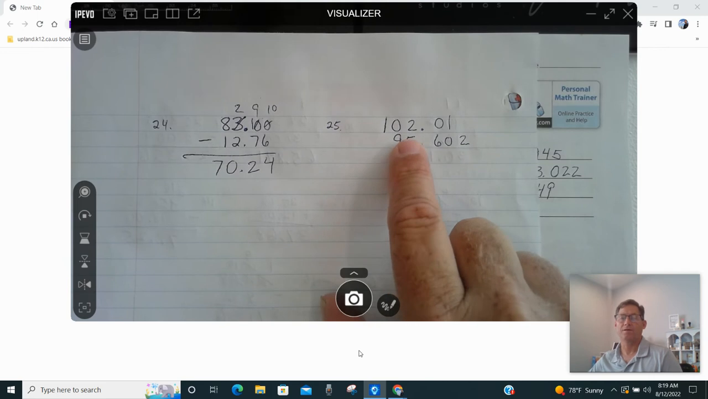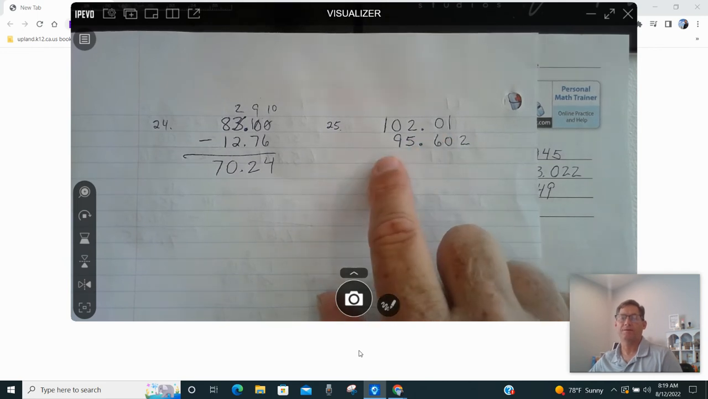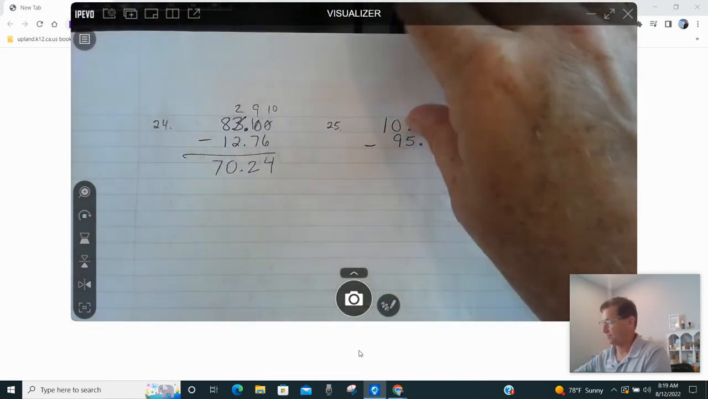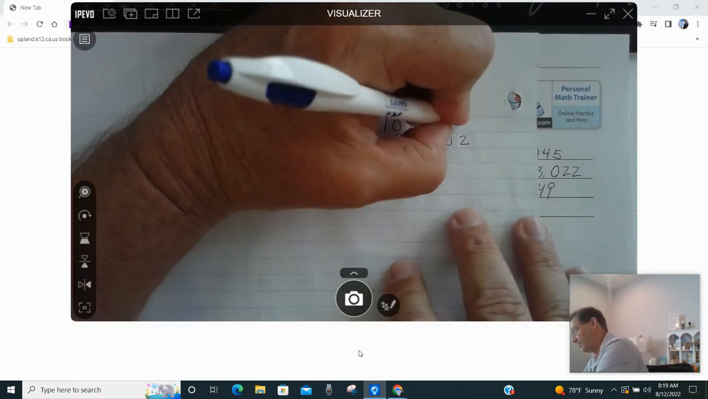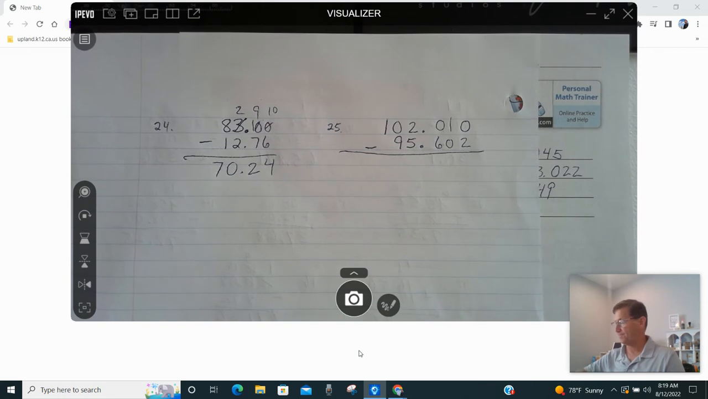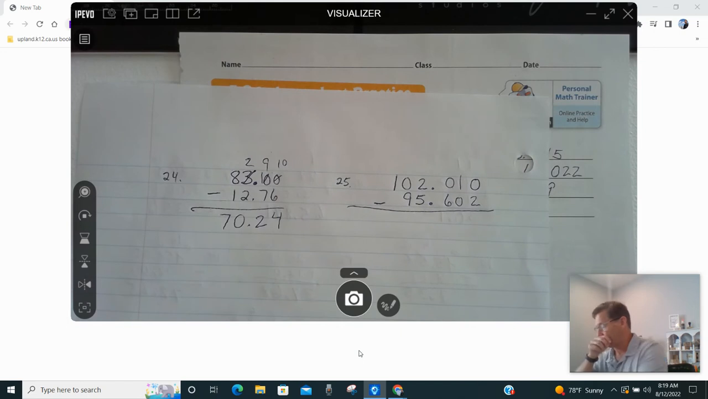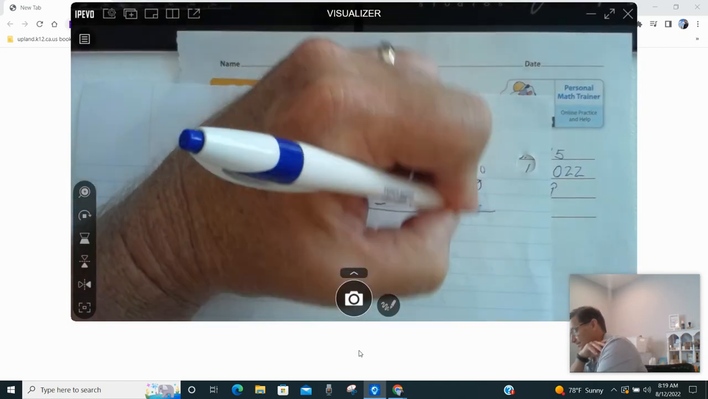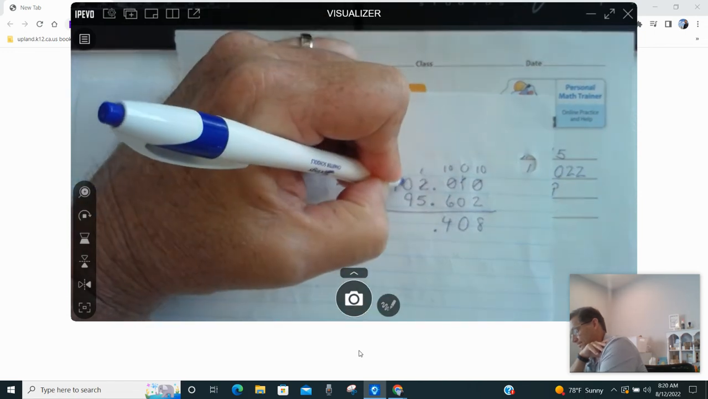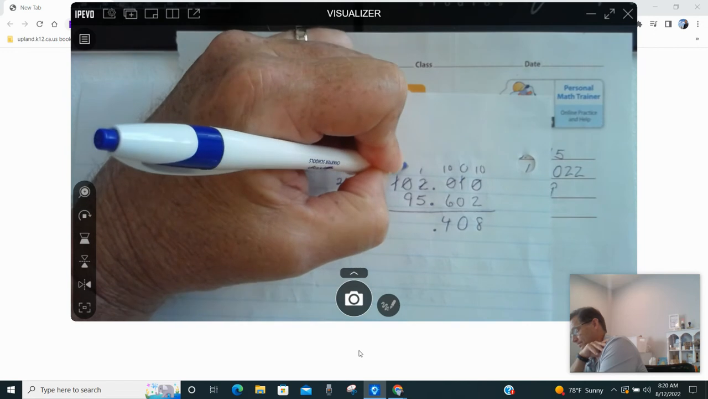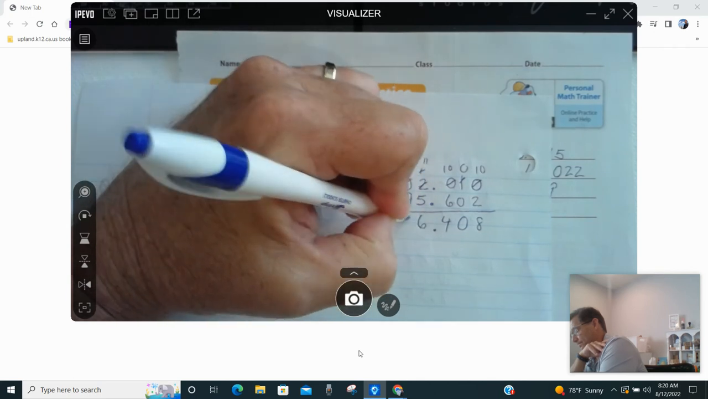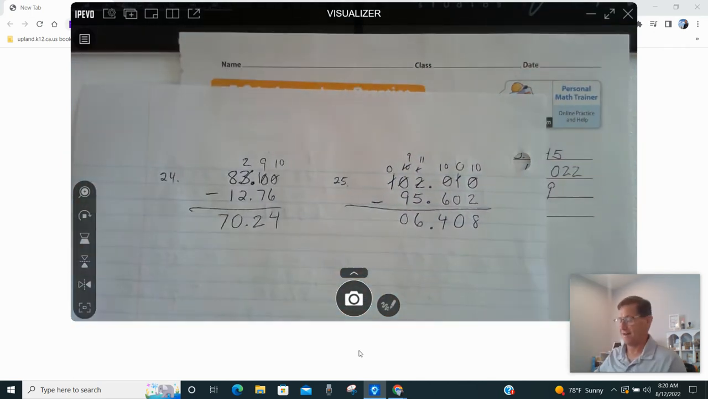Okay, so 102.01 subtract 95.602. So we can add a placeholder 0 in the 102 and 10 hundredths number. So 6 and 408 thousandths.